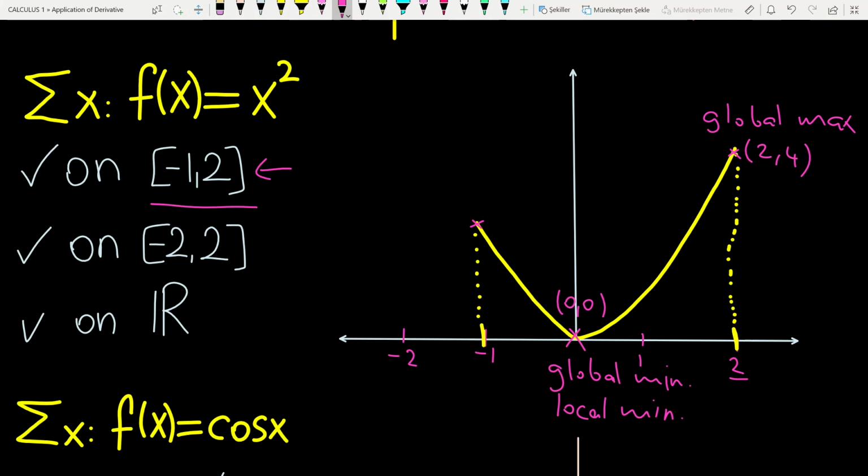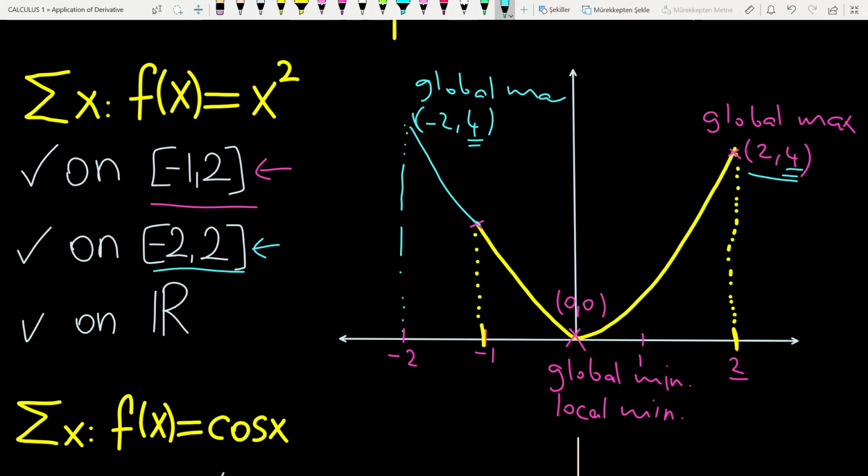Okay, if I change the domain, if the domain is from -2 to 2, so this is the new domain. In this case we have two global maximum points. The value is 4, but we have two global maximum points, -2, 4 and 2, 4.